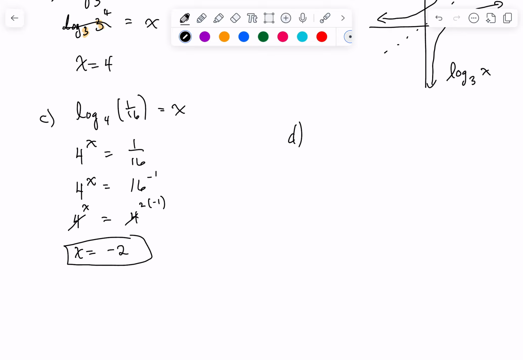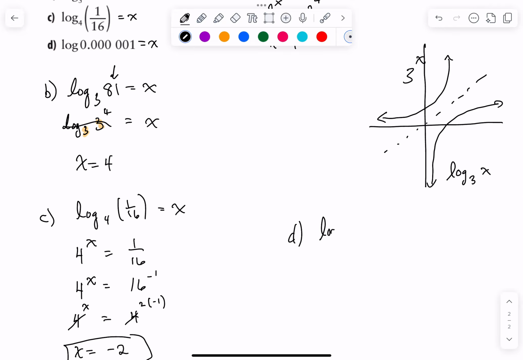Okay, and for question D, let me just copy it down again. Log base, and here's the catch: they didn't write a base on here, so we know the base to be 10 if they don't write one, of 0.000001, with 5 zeros and a 1, is going to equal x.